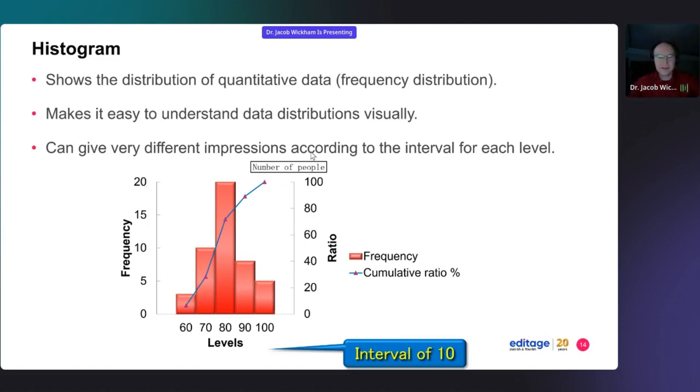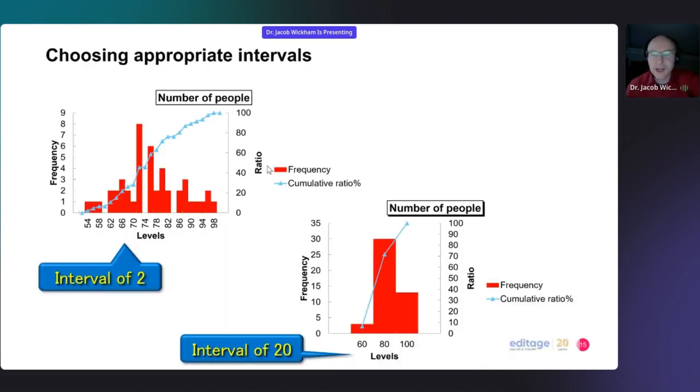10 points, the intervals of 10 is kind of a big range. But for the purposes of grading, that's like A, B, C, D, E for the grades, and a lot of testing scores will tend to follow a normal distribution. You have this bell curve. So here it has the frequency and also the cumulative ratio. But if you change the intervals, the data can look a lot different. I think maybe the interval of 20 is a little too big of a range. I don't think that's a very useful depiction.